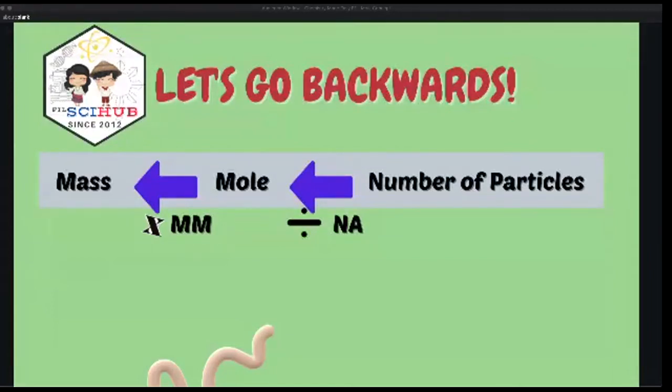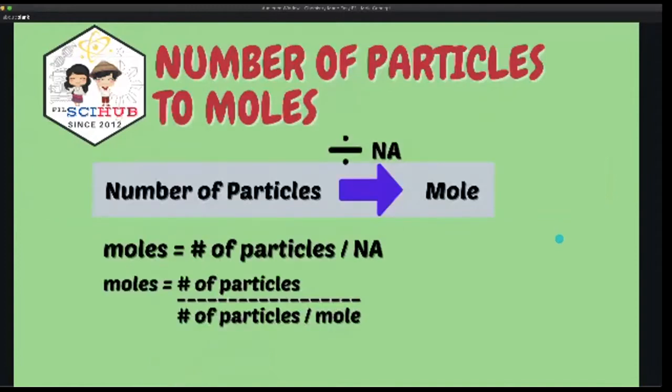Okay, so let's go backwards naman. So from number of particles, pabalik tayo to moles and then to mass. So ito naman yung approach. So from number of particles, you have to divide it by the Avogadro's number to get to the corresponding amount in moles. And then from moles, you have to multiply it by the molar mass to get the corresponding mass. So same thing that we did earlier.